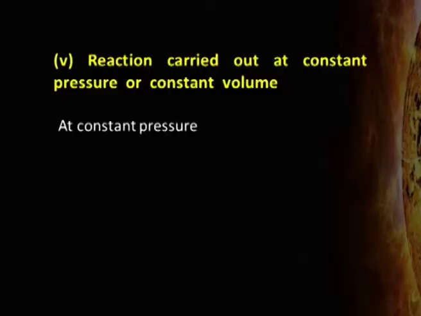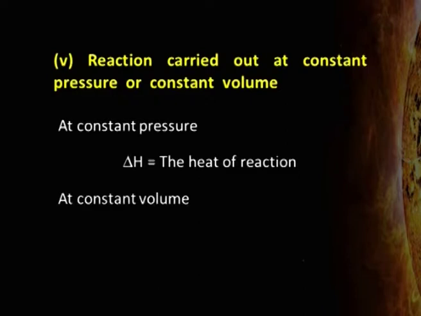The conditions, whether the reaction has been carried out at constant pressure or constant volume, also influence the heat of reaction. At constant pressure, delta H shows the heat of reaction, and at constant volume, delta E shows the heat of reaction. Normally, if reactants and products are solids or liquids, the difference between these two types of heat is negligible, but it is appreciable if the reactants or products or both are in gaseous forms.